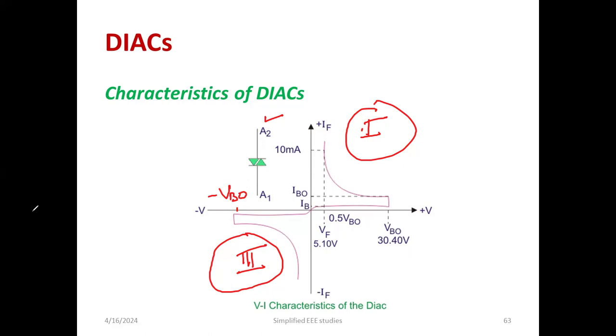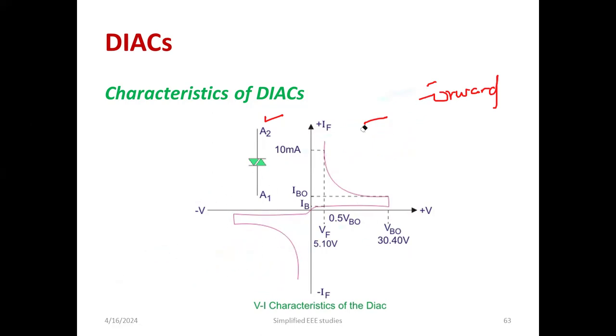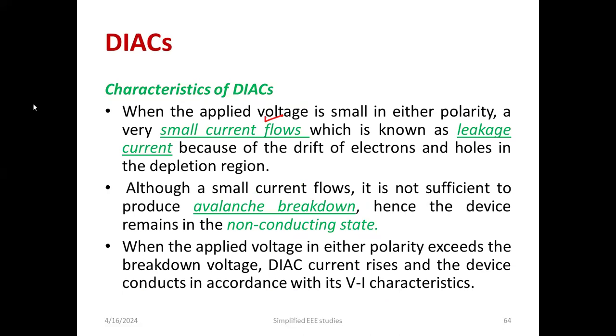So we have forward and reverse characteristics. In the first quadrant we can see the forward characteristics. Here you can see the reverse characteristics. Both the things you have to remember. Here polarity matters a lot. Okay, MT1, MT2, those polarity we ought to take care of. Now here I have explained the characteristics of the DIAC.